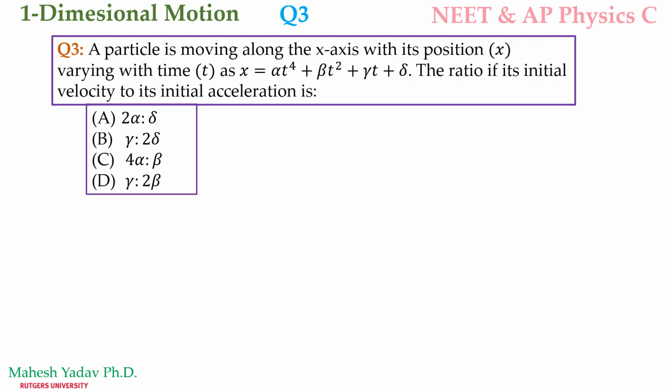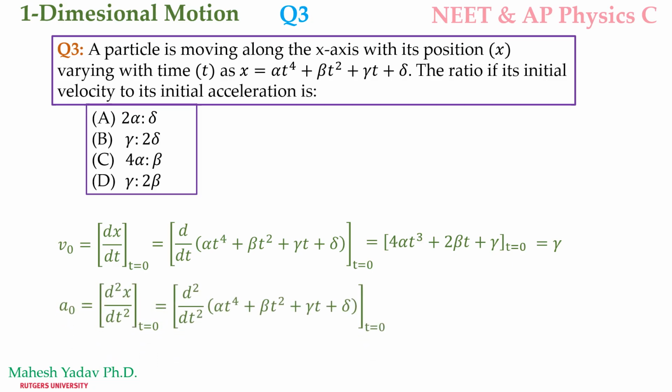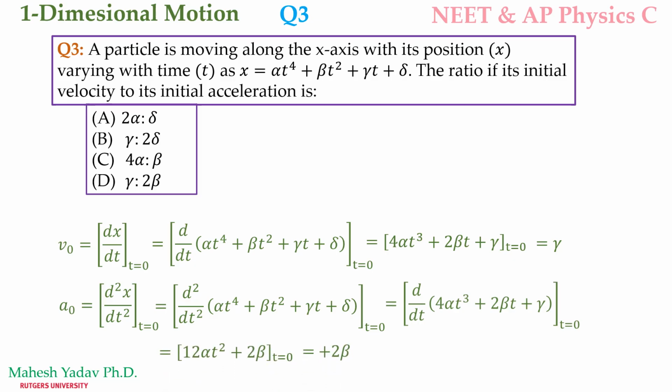For the third problem, it is a straightforward procedure. Differentiate position with respect to time to get velocity. Then substitute time t equals 0 to get initial velocity. We get the initial velocity as gamma. Differentiate again to get acceleration. Now substitute time t equals 0 to get the initial acceleration. We get the initial acceleration to be 2 times beta.